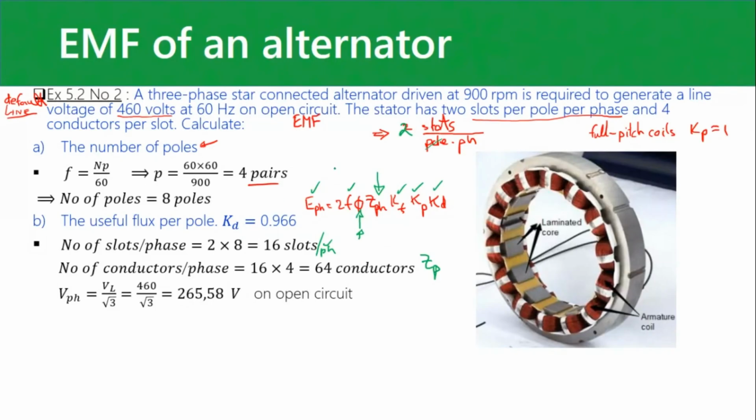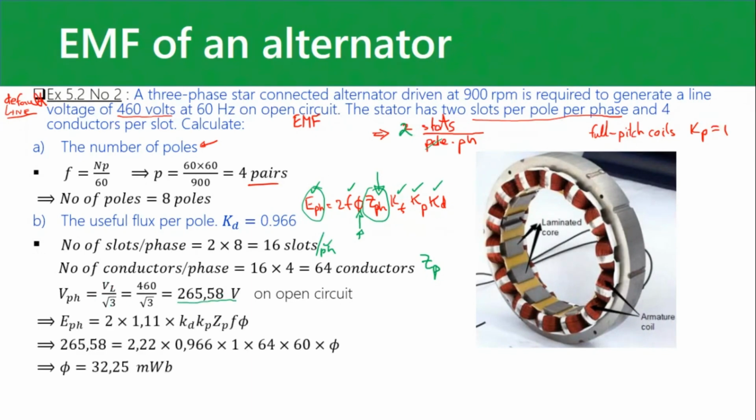Always, in this EMF equation, use the phase value. It's star connected, so VL over root 3 is this number here. I should have written KF over here. So I put all of that in, and I make this the subject of the formula, and then I get 32.25 milliwebers. Sometimes they get you to work out the EMF, or sometimes the flux. They just mix it up a little bit, but it's basically the same calculation.